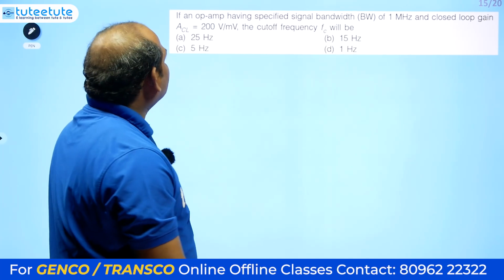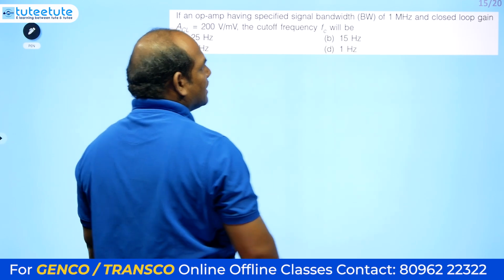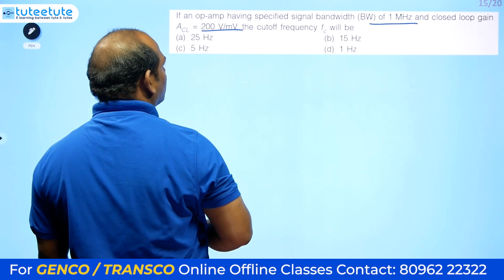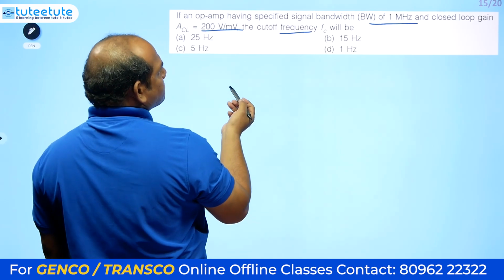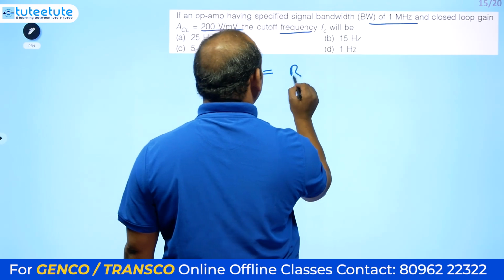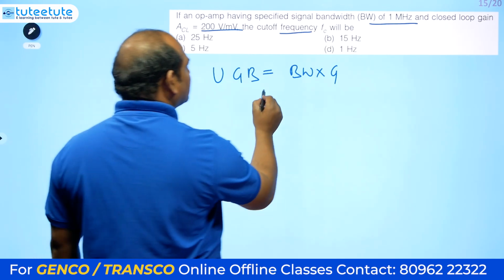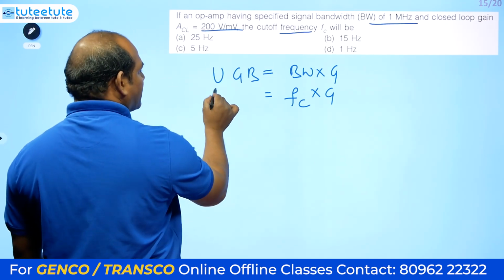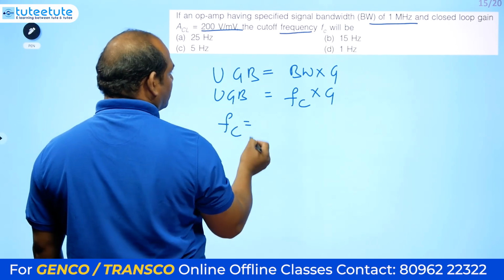Next one. In an operational amplifier having a specified signal bandwidth of 1 megahertz and the closed loop gain is 200 volts per millivolts, cutoff frequency FC. Generally, when we take unit gain bandwidth, it is the ratio of bandwidth and gain. Okay, like this we can take. This bandwidth will become this cutoff frequency only. Cutoff frequency value can be taken as the bandwidth. And they are asking us to calculate the cutoff frequency only.